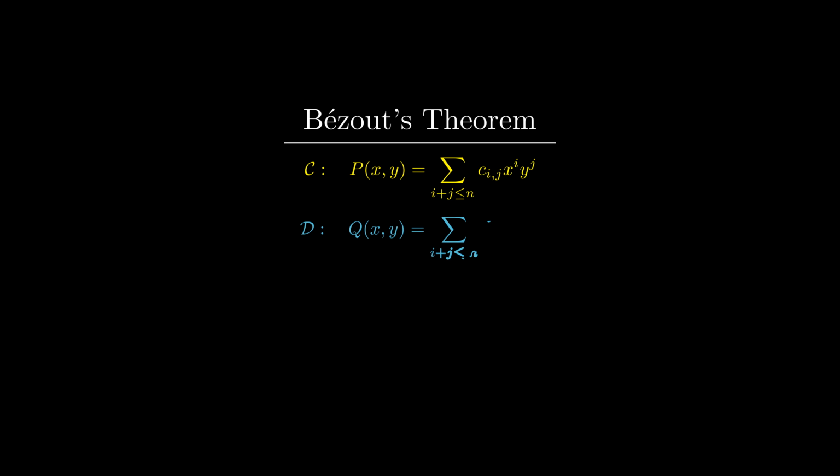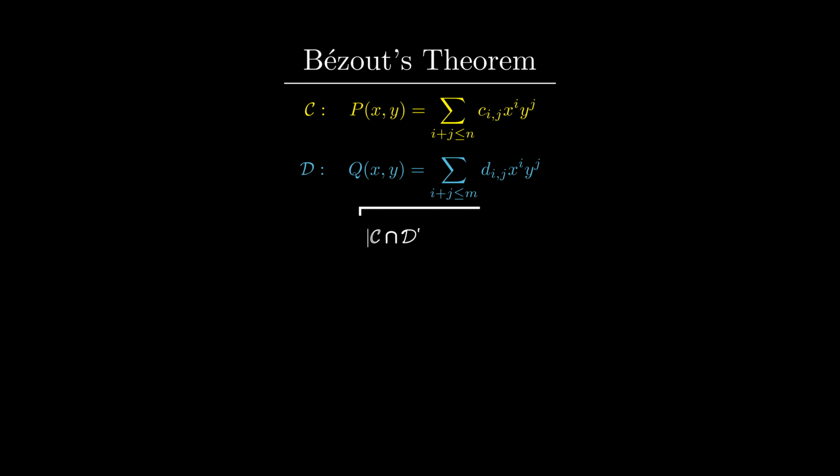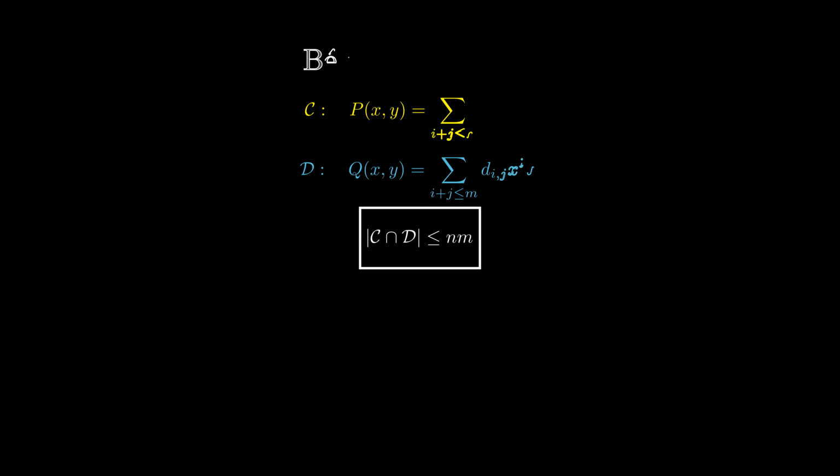These intuitive examples lead us to Bezout's theorem, which says that if we have a curve C of degree n and another curve D of degree m, then the number of intersections they have is at most n times m, which is the product of their degrees. An important note is that we require the curves not to have a common component, otherwise the theorem doesn't apply. We will now use this to prove Pascal's theorem.